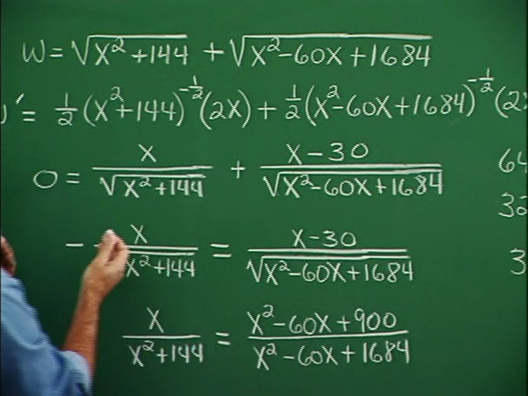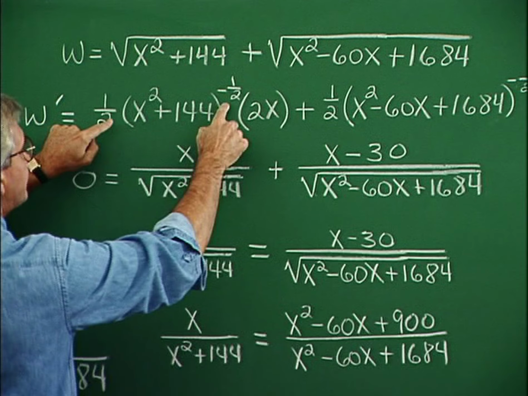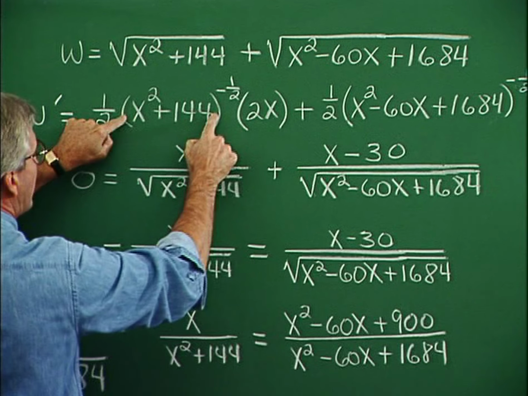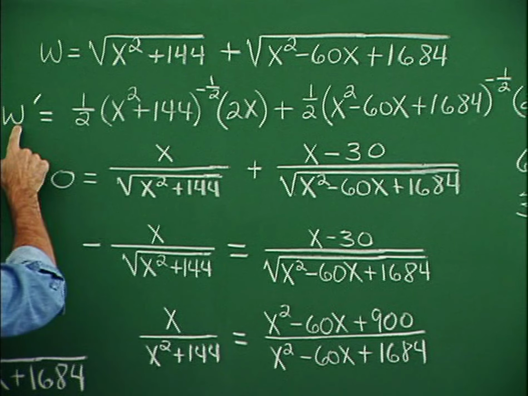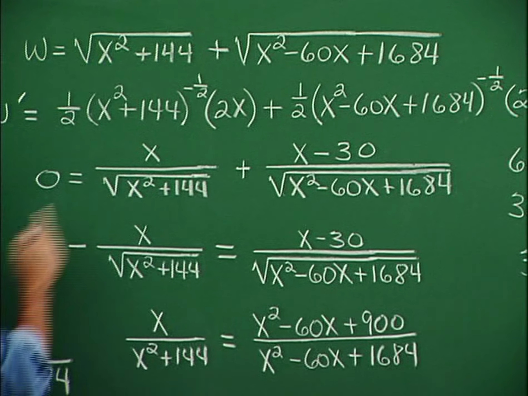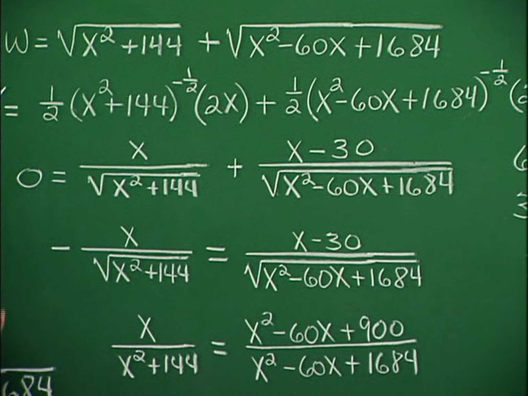Now back over here in a similar way, we have this 2 cancels with that 2, leaving x in the numerator. And in the denominator, we have the square root of x squared plus 144. Now we're setting w prime equal to 0. We want to solve this for x. And now it's kind of an exercise in algebra at this point in the problem.